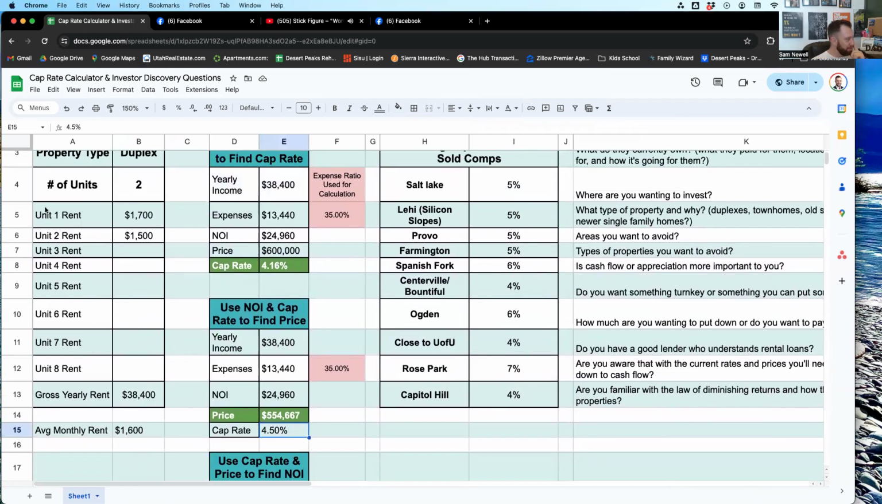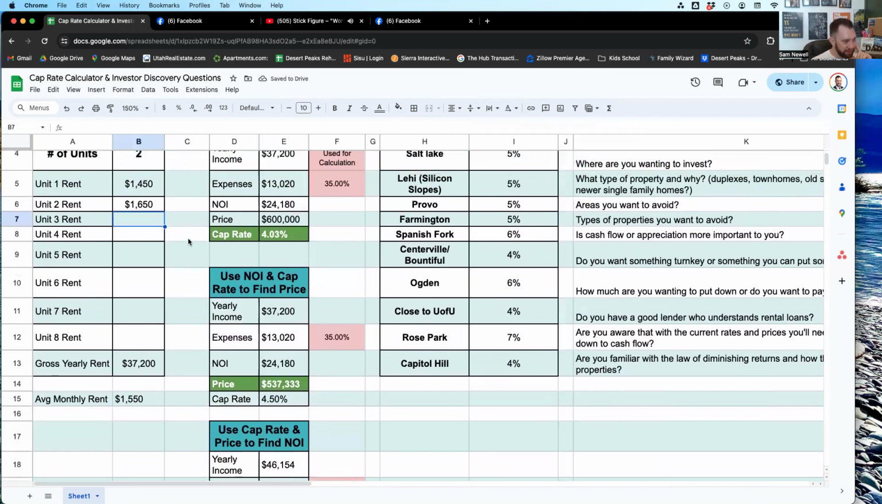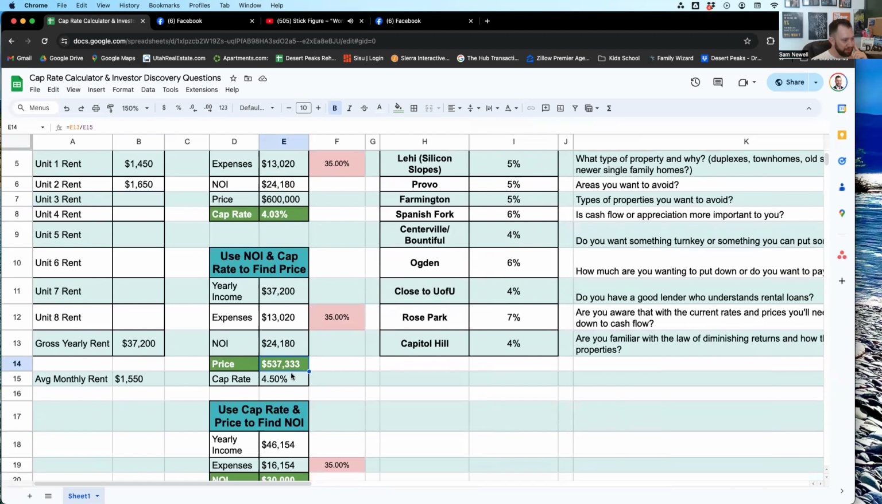And then my specific example for the duplex that is wondering what they're worth, they're rented for $1,450 and $1,650. Whoa. So this tells me that based on a 35% expense ratio, based on their yearly income, based on a 4.5% cap rate, they're worth about $537. That's great.